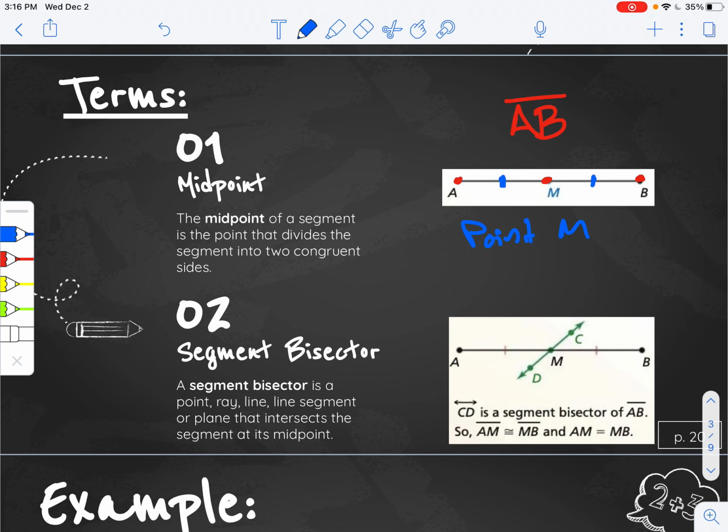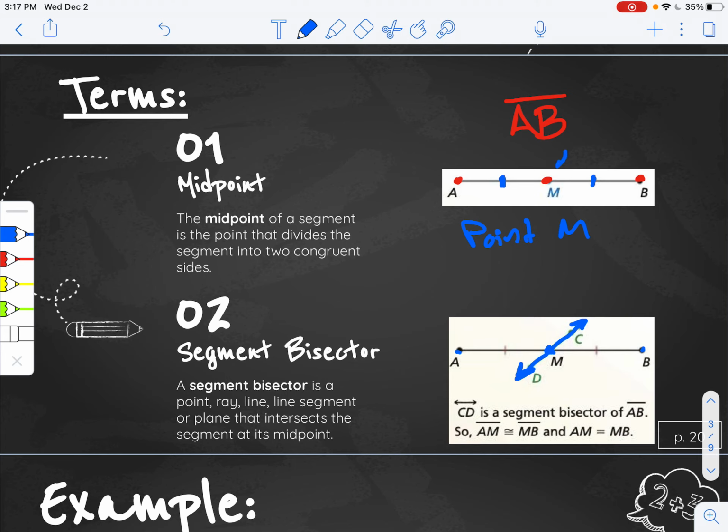The second one, a segment bisector. A segment bisector is a point, ray, line, segment, or plane that intersects the segment at its midpoint. So we have the same drawing. We have point A, point B, and point M right in the middle, but this time, instead of just the point being what divides that segment in half, we have a line that divides that segment in half.